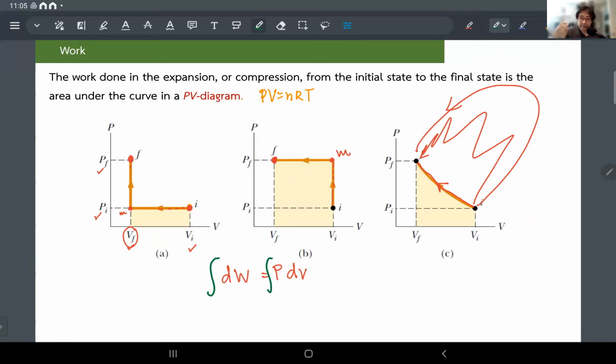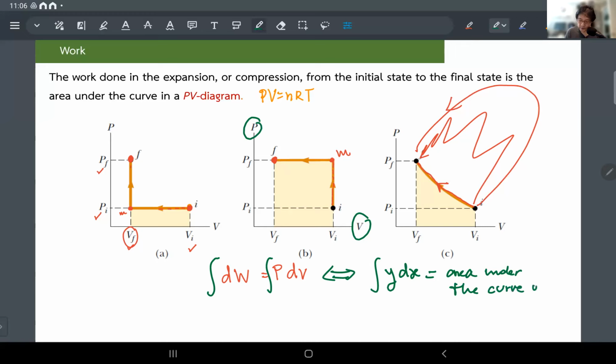All right, but then the P is the y-axis. The V is the x-axis. So actually this integral reflects y dx, does it look familiar to you? So what is this? Of course, it's just the integration of some function y dx. And that is just the area under the curve. You guys with me now? So that's why there is some highlight, like a yellow shaded area, to explain the amount of work done in each case.